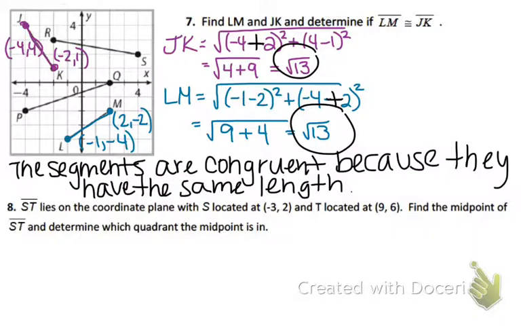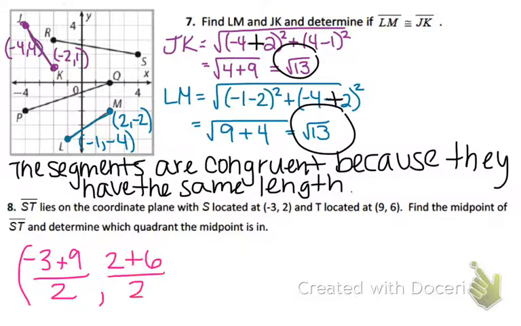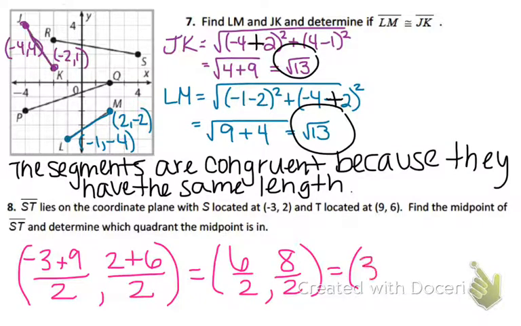All right. So ST lies on a coordinate plane with S located at (-3, 2) and T located at (9, 6). Find the midpoint of ST and determine which quadrant the midpoint is in. So I'm going to work through that midpoint formula again. I'm going to add my x's and divide by 2, and then add my y's and divide by 2. So negative 3 plus 9 is 6, divided by 2, and then 8 divided by 2. That gives us the point (3, 4).